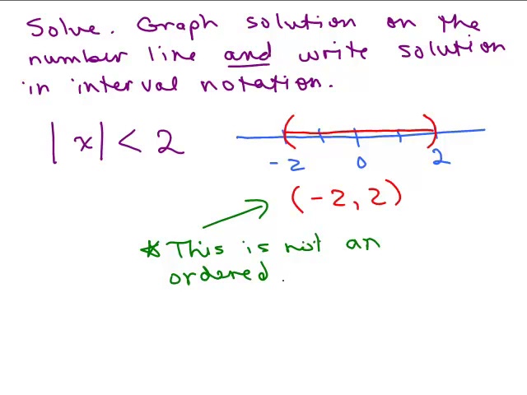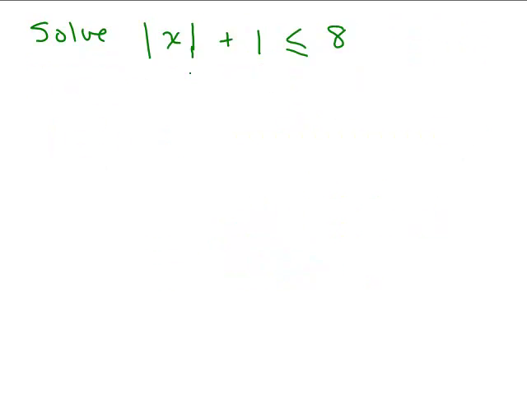That wouldn't even make sense to put in an ordered pair for x. So in the context of the problem, this is our solution using interval notation. How about if I had this problem? Absolute value of x plus 1 is less than or equal to 8. The key is to first isolate the absolute value.